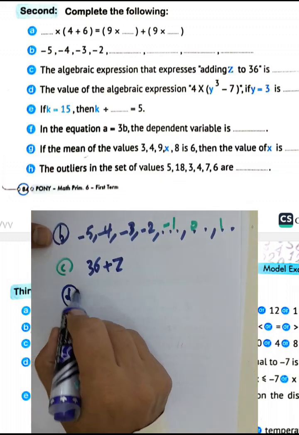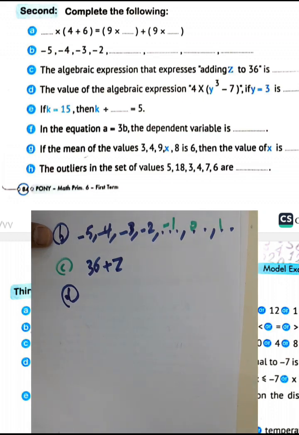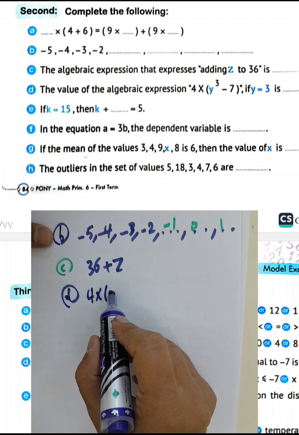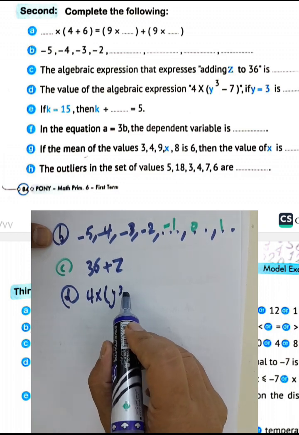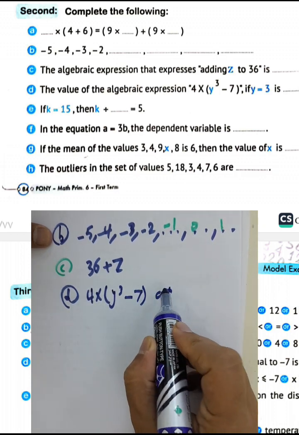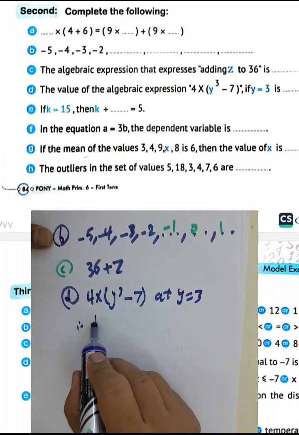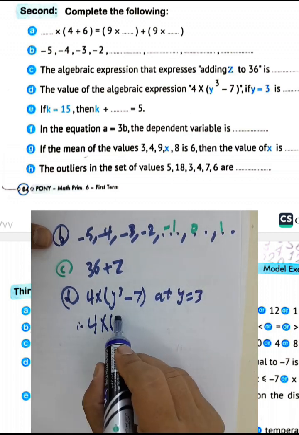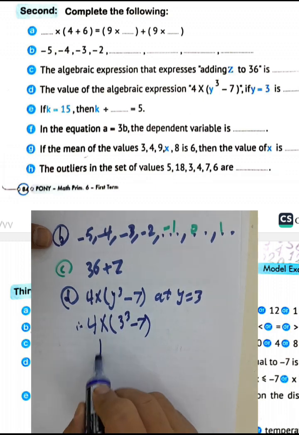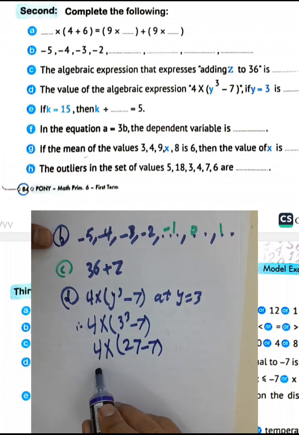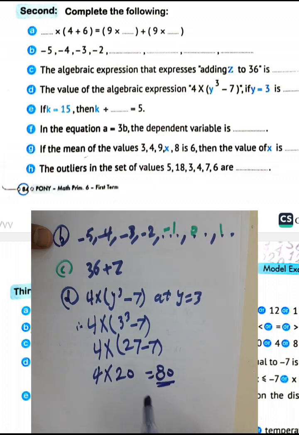Letter D. The value of the algebraic expression 4 multiplied by y power 3 minus 7 at y equal 3. The value will be what? 4 multiplication by 3 power 3 subtract 7. 3 power 3 is 27, minus 7 is 20. 4 times 20, the result will be equal to 80.